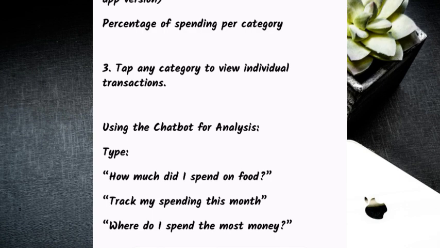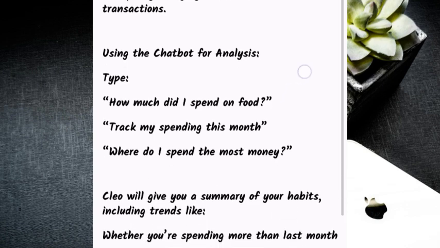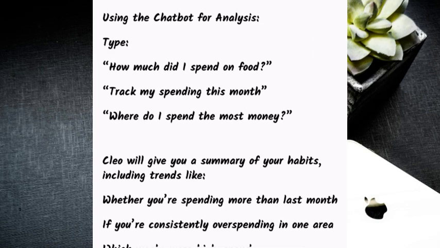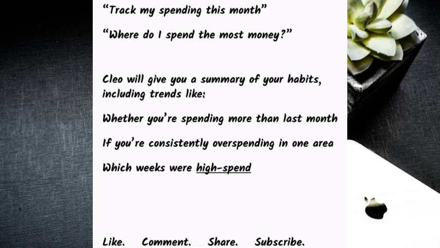And using the AI chatbot for analysis, just type how much do I spend on food, or track my spendings this month, or you could type where do I spend the most money. Now, Cleo will give you a summary of your habits, including trends like whether you're spending more than last month, or if you're consistently overspending in one area, and which weeks were high spend weeks.